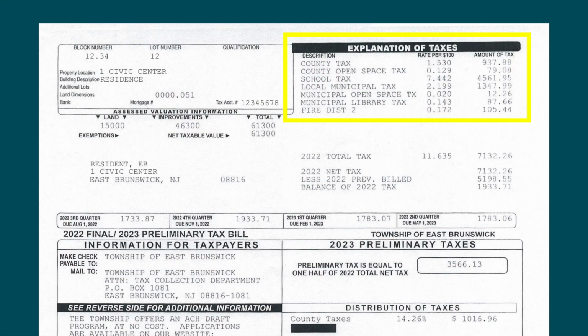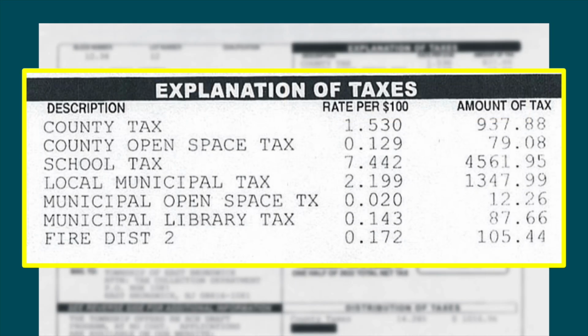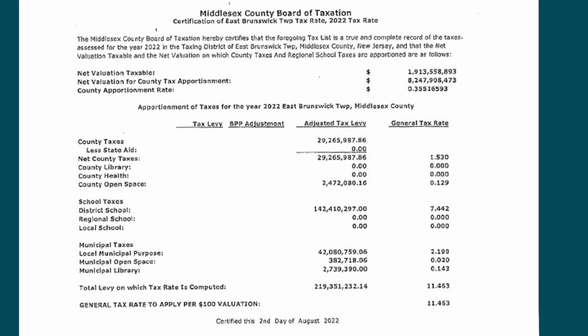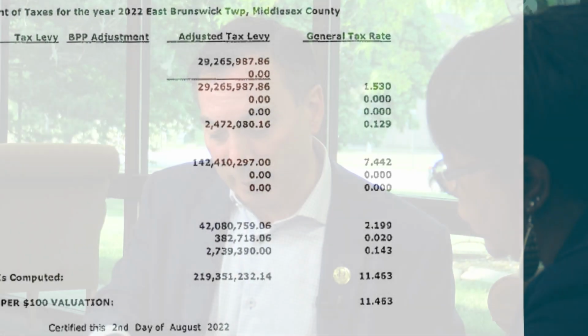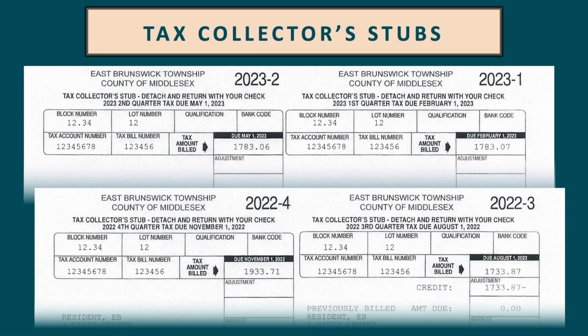Now, if we go to the top right-hand portion of your tax bill, it looks at the explanation of taxes. And if you see, all of those rates per 100 are exactly the numbers that just came off of the one that was struck by the Middlesex County Board of Taxation. It follows right through there. And so that's really how your total tax bill is determined. Ultimately, though, the tax bill that you end up getting is divided into four different pay stubs. And those pay stubs do change because in the second half of the year, you need to pay for the increase that wasn't charged in the first half of the year because you didn't get the bill until half the year was done.